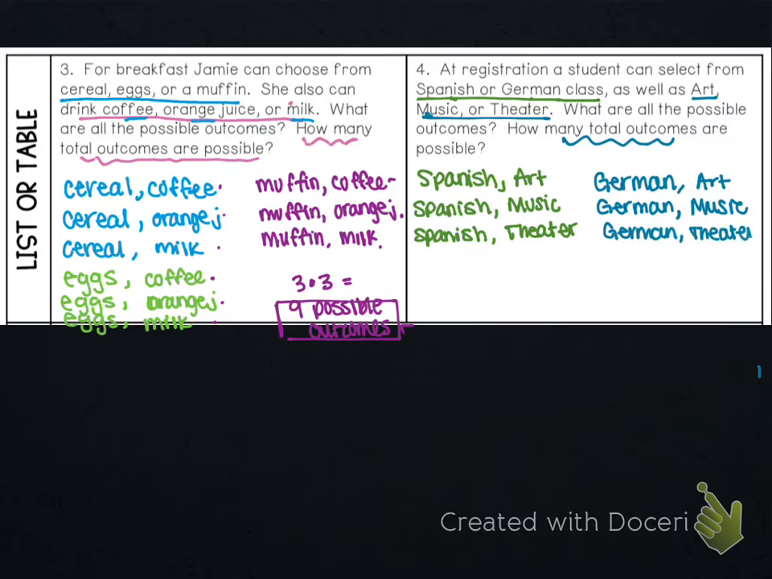Okay, so how many total outcomes are there? Well, there were 2 options for language multiplied by 3 options for arts. Arts meaning art, music, or theater. So how many possible outcomes? There are 6 possible outcomes. And yes, write the word possible, please. 6 possible outcomes.